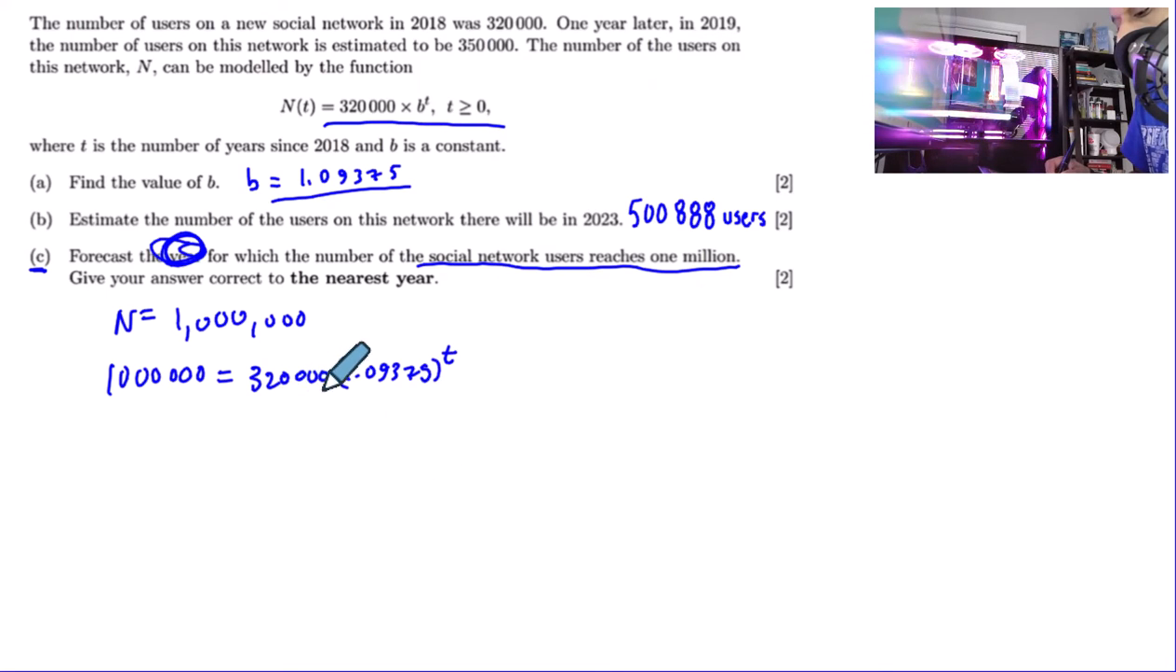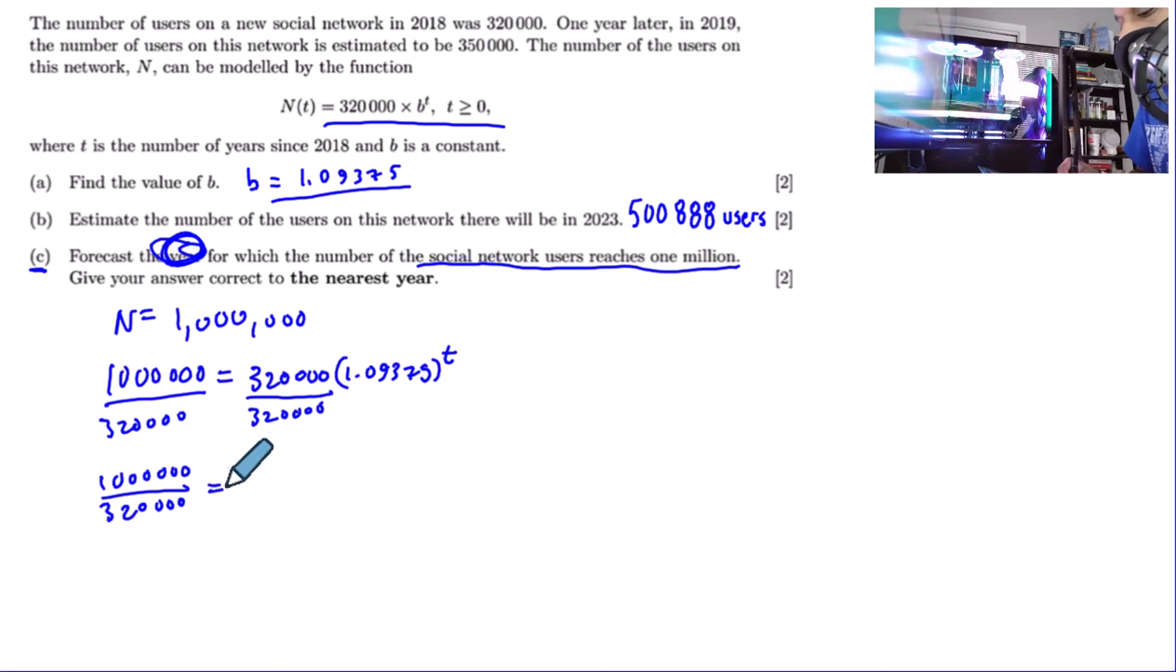You see everything here is being multiplied, so there's no subtraction, adding to both sides. No. Do like we did in the first problem, part A. We divide both sides by 320,000 1, 2, 3. So then we'll get 1 million divided by 320,000 1, 2, 3 equals, and then that cancels out. So we have 1.09375, lots of numbers, to the T power.